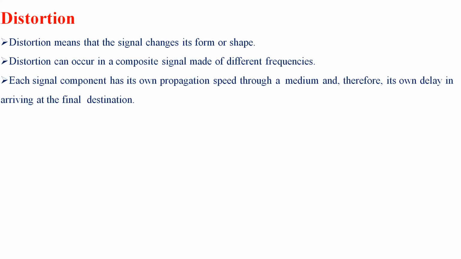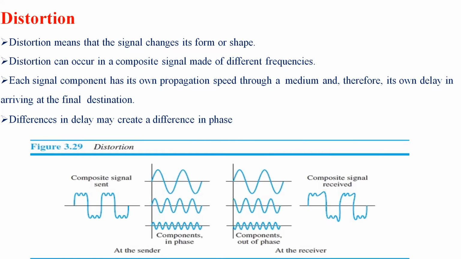Moving ahead, each signal component has its own propagation speed through a transmission media. Therefore, it has its own delay, which gives a certain arrival time. So there is a difference in delay, which may create a difference in phase. If any delay occurs, it will also create a difference in a particular phase. So this is about distortion.